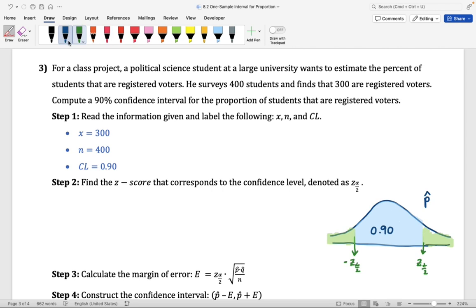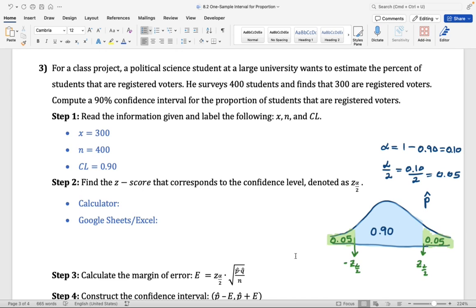So let's take a note of that. What is alpha in this case? Alpha is equal to 1 minus CL, which is 0.90. Alpha divided by 2. Now, alpha divided by 2 is equal to 0.10 divided by 2. That is 0.05. Alpha divided by 2, which is 0.05, is the area here on the left tail and on the right tail. Now that we have alpha divided by 2, which is the area to the left of the C-score we're trying to find, we can go ahead and use technology to find the C-score.